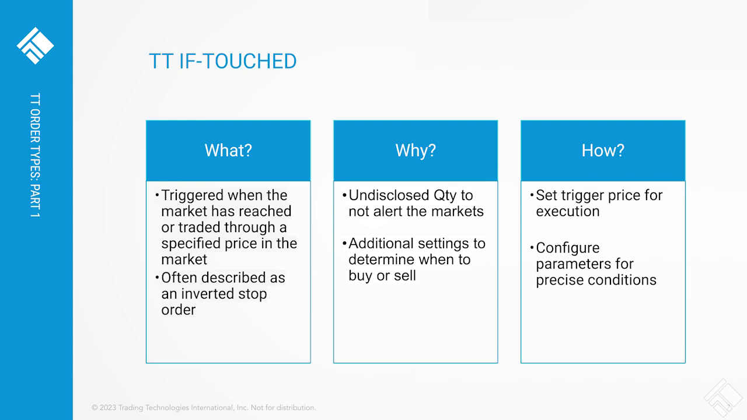So why have the TT if touched order type? The biggest reason is they have an undisclosed quantity in the market. So an order doesn't have to be working in the book to alert the market to the size or the quantity of contracts that you're looking to buy. There's some additional settings that help you determine when to buy or sell and when to set that trigger to go off. And as we walk through this, we're going to look at how to set those triggers and how to configure the parameters for various conditions that you might want to have to benefit your trading.